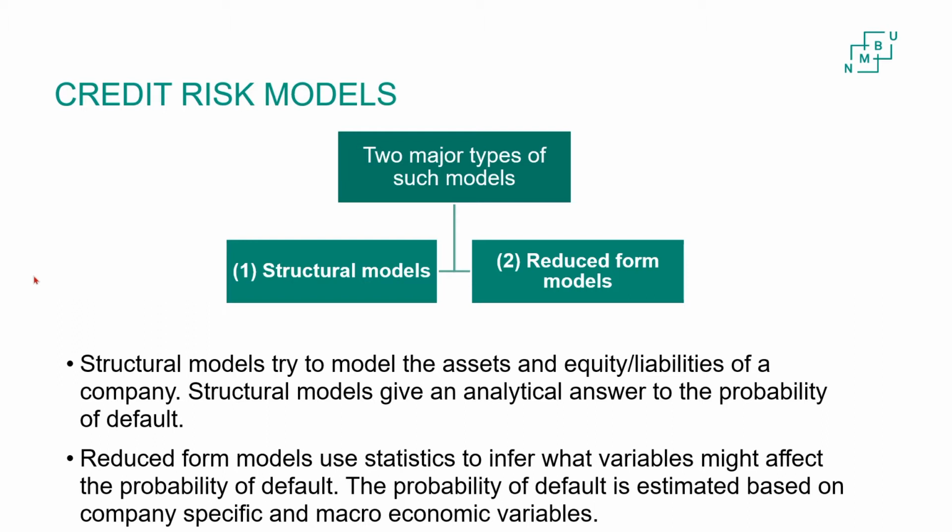On the other hand, reduced form models use statistical methods to look at what kind of company-specific or macroeconomic variables can explain the probability of default. If you use the reduced form models, you need a good amount of data on your chosen variables in order to explain the default in a reliable way. But in this video, we are looking at the structural models.